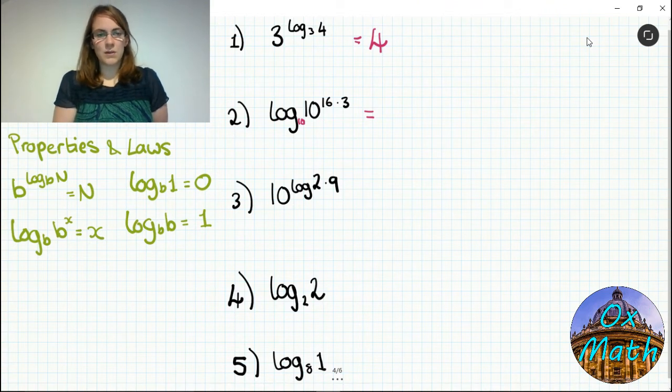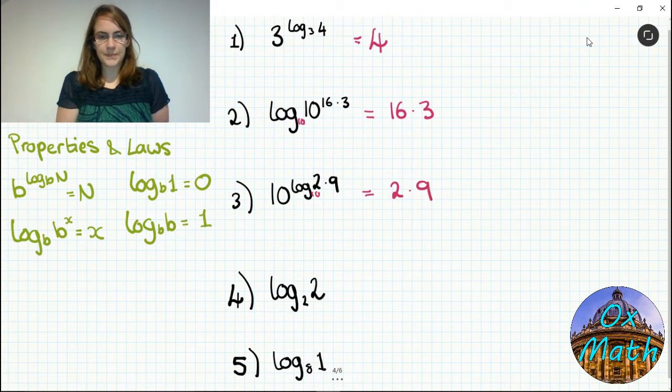So here the log base 10 and the 10 cancel out and leaves us with 16.3, because this is asking us what power goes with 10 to get 10 to the power 16.3, so that is 16.3. Again in number 3, the base is 10. So the 10 and the log 10 cancel out and leave us with 2.9. Log 2 of 2, what power goes with 2 to get 2? That is just going to be 1.